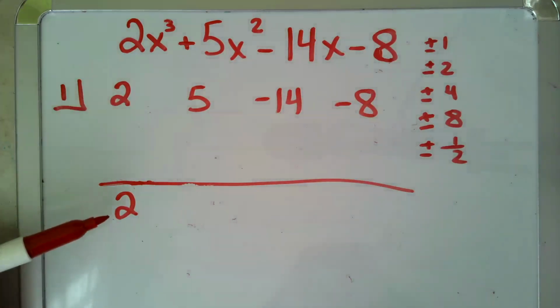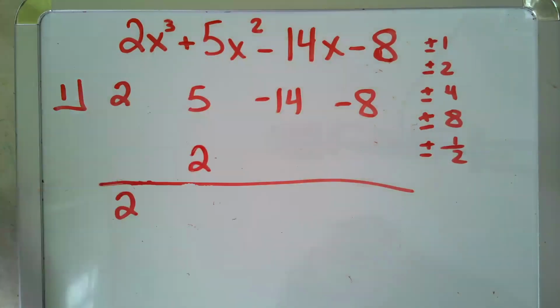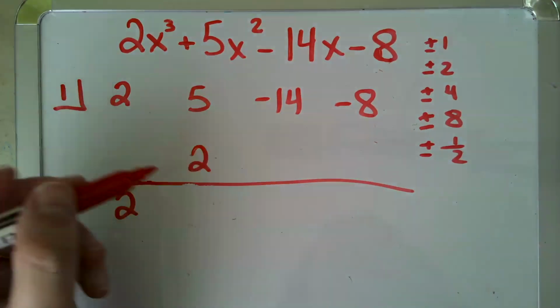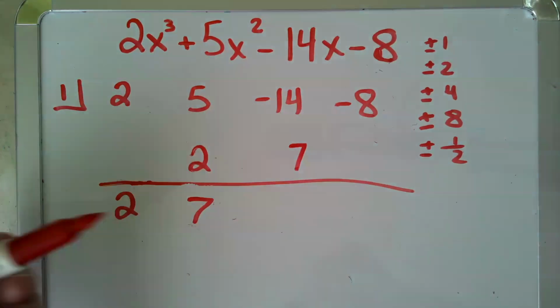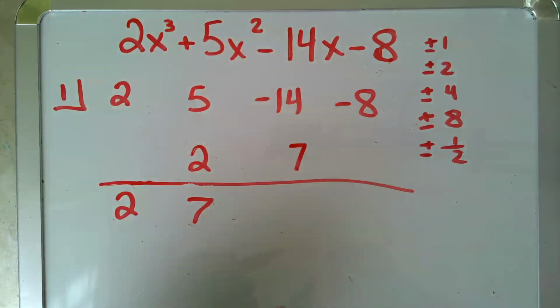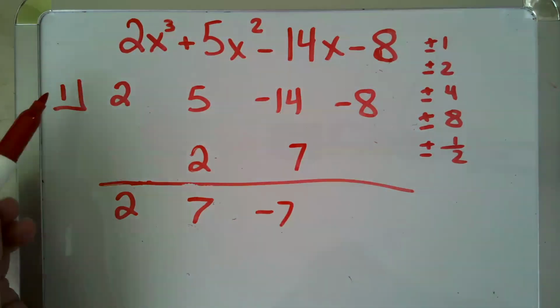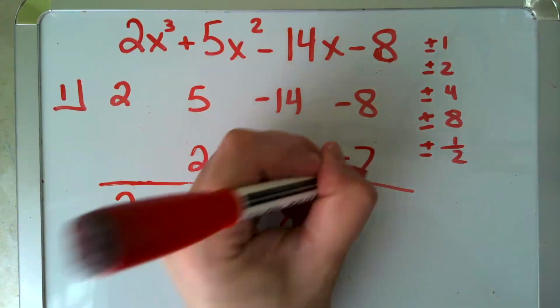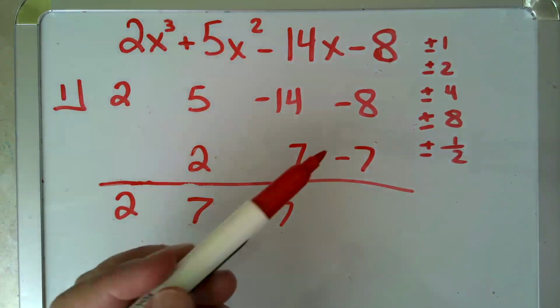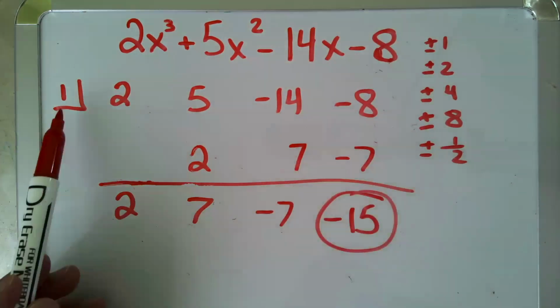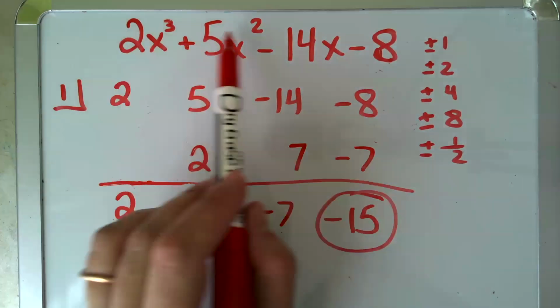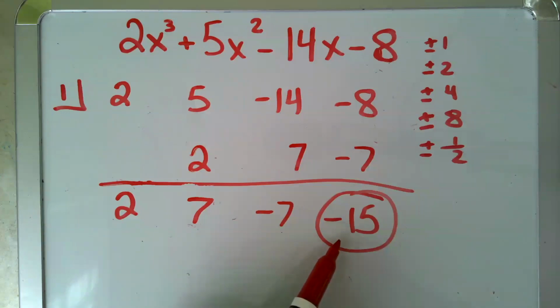My first step is I bring this 2 down here, and then I multiply. 1 times 2 is 2, and I add. 5 plus 2 is 7, and I multiply. 1 times 7 is 7, and I add. Negative 14 plus 7 is negative 7. 1 times negative 7 is negative 7, and I add. Negative 8 plus negative 7 is negative 15. Now, if this were a root of this polynomial, my remainder here would be 0, but it's not.